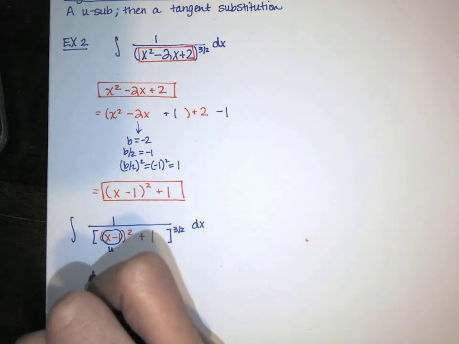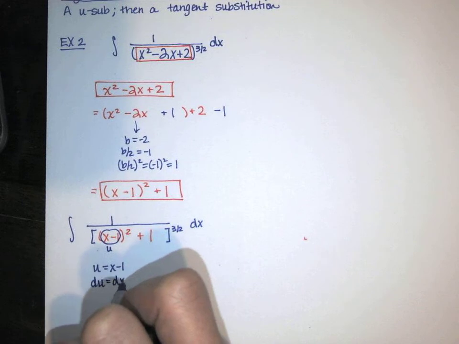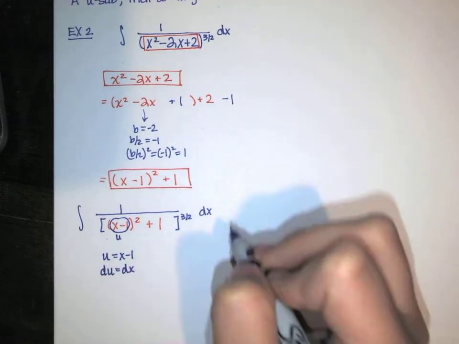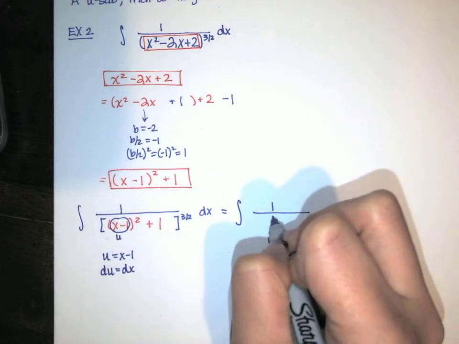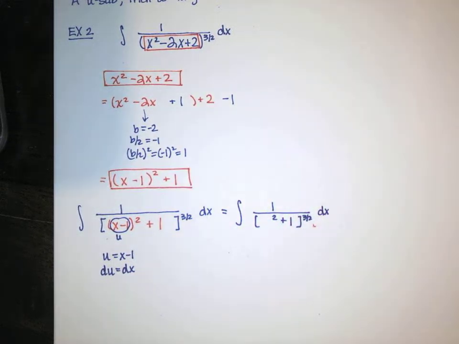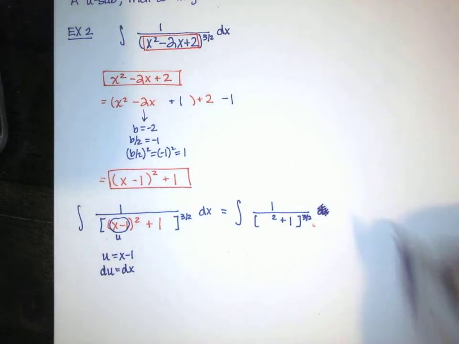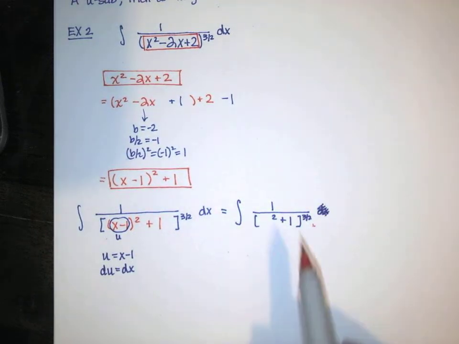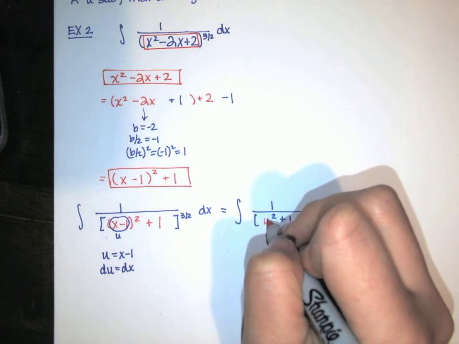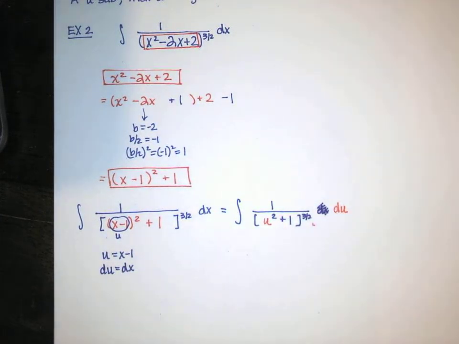U is that inside function, x minus 1. Derivative of x minus 1 is just 1, so we get 1 dx. So our integral can be written entirely in terms of u this way. The square is still there, the plus 1 is still there, the 3/2 is still there. Oops, the dx shouldn't be there. Didn't replace that. All of that is still there, but that x minus 1 is replaced by a u, and the dx turns out to be du. It's exactly the same thing. So this is equal to this.